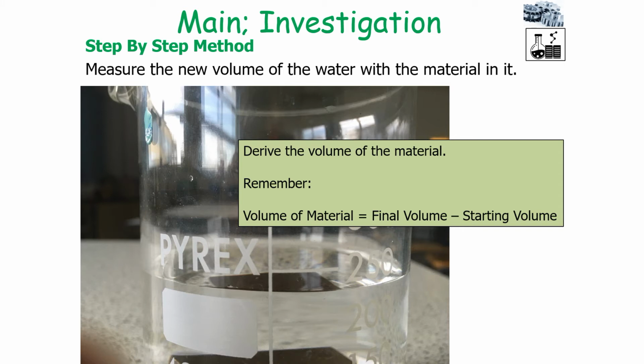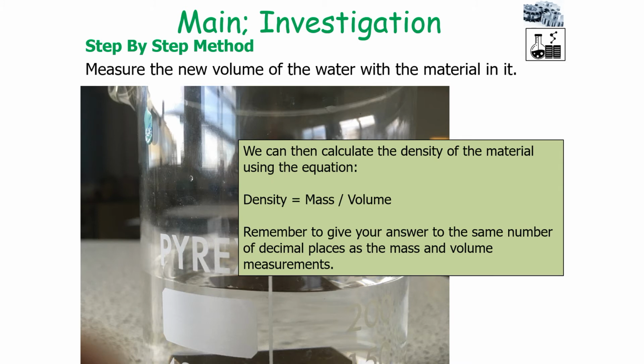The volume of the material is equal to the final volume minus the starting volume, and you can then calculate the density of the material using the equation density is equal to mass over volume. But remember to give your answer to the same number of decimal places as the mass and the volume measurements.